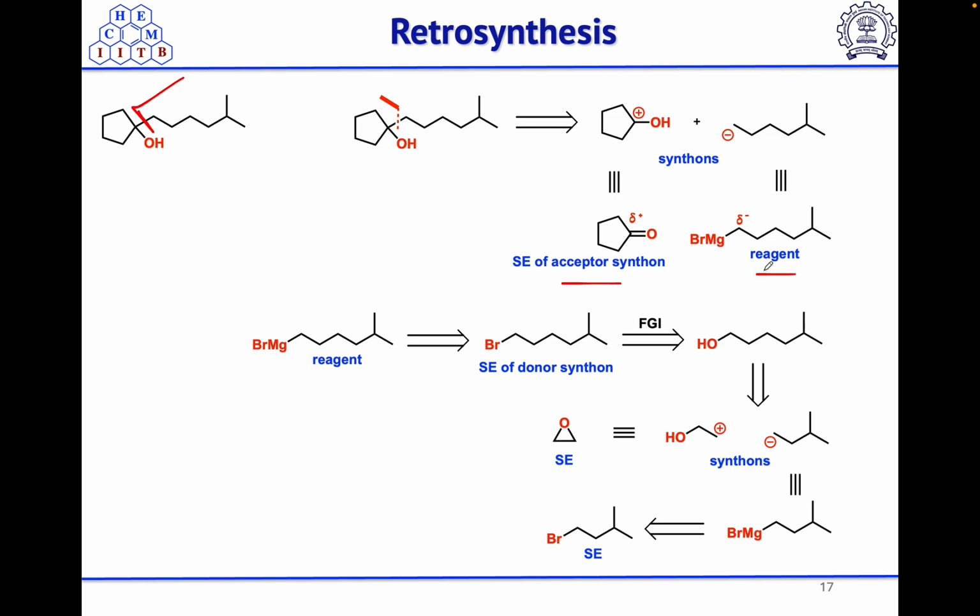Now this Grignard reagent, how can we prepare it? We can get it from the corresponding bromo compound. Again, this bromo compound we can get from this alcohol, as we have already seen in the last example. Now this alcohol, how can we get it? We can think about a C-C disconnection that leads to this acceptor synthon, and this is the synthetic equivalent, the corresponding epoxide, and the Grignard reagent. That leads to the corresponding bromo compound, which will be the synthetic equivalent for this Grignard reagent. And this also we can get from the corresponding alcohol.